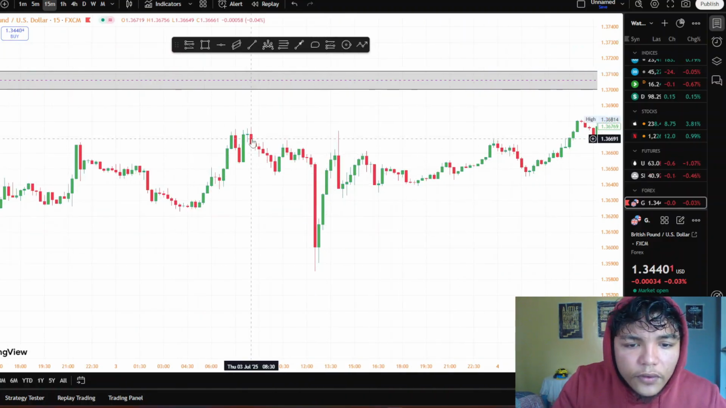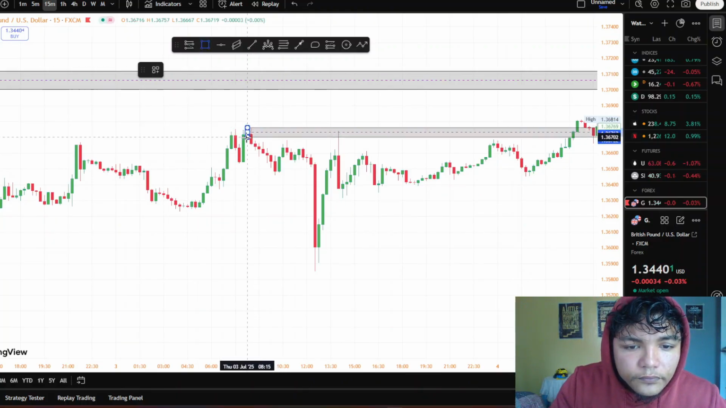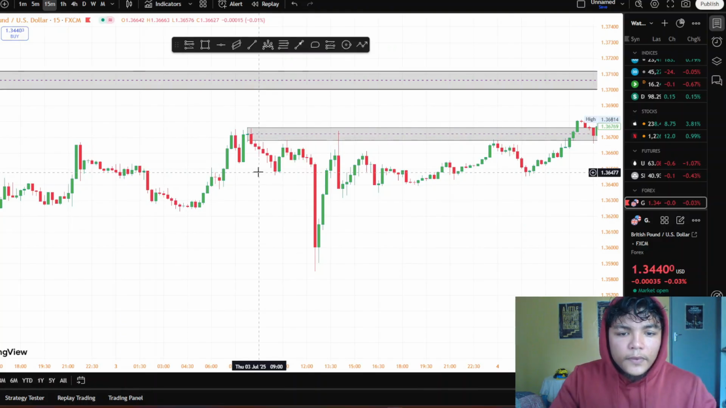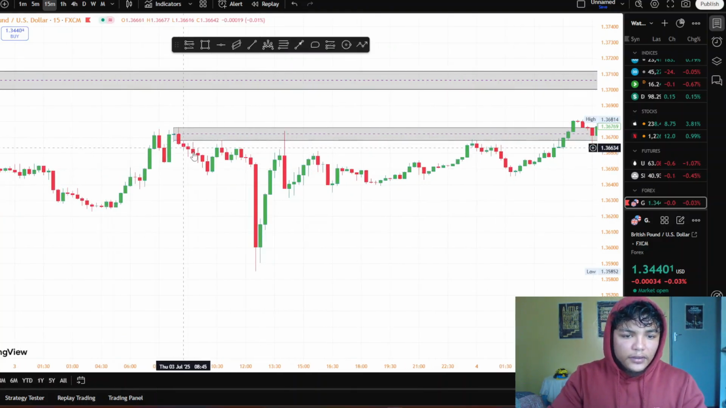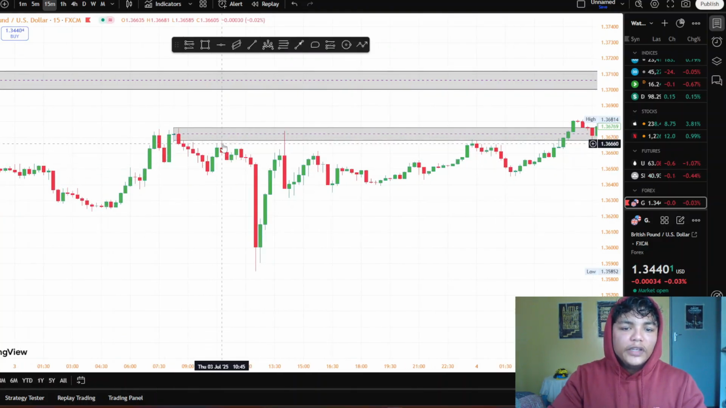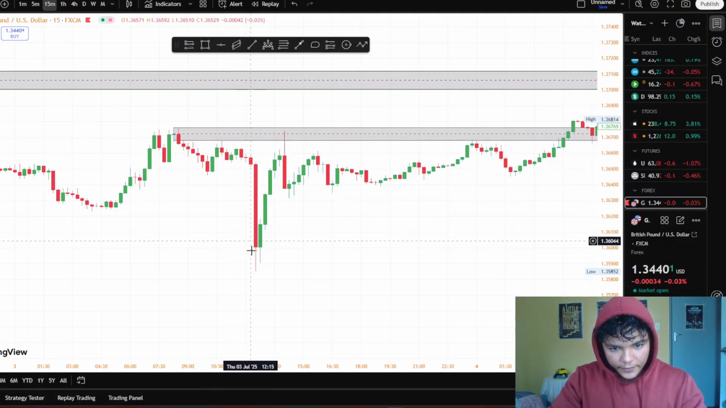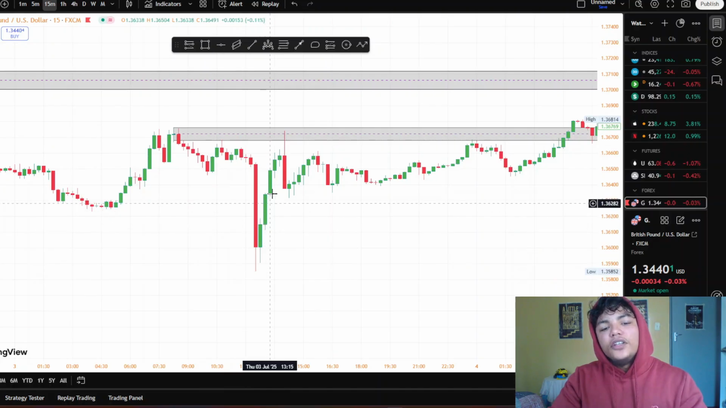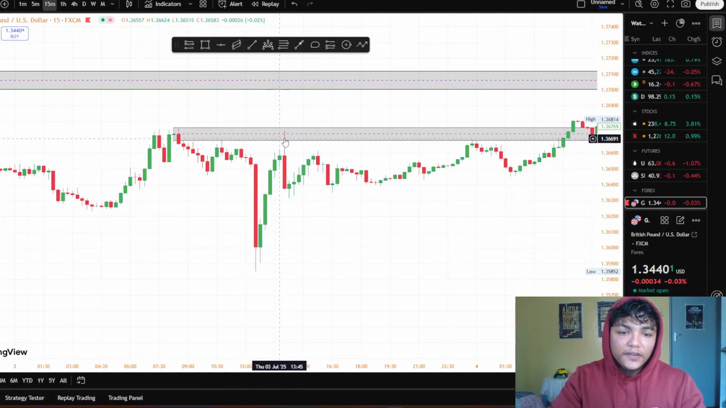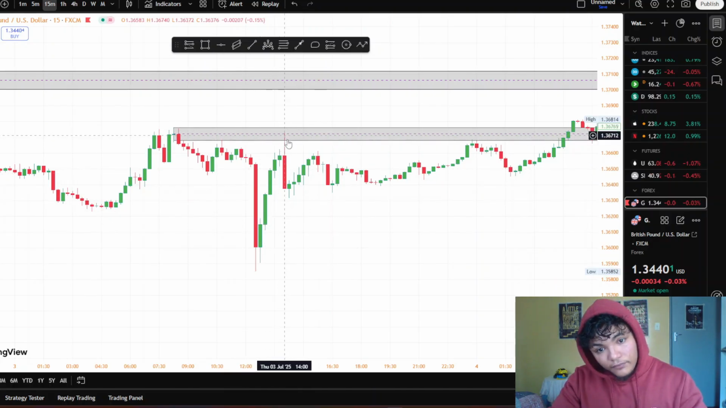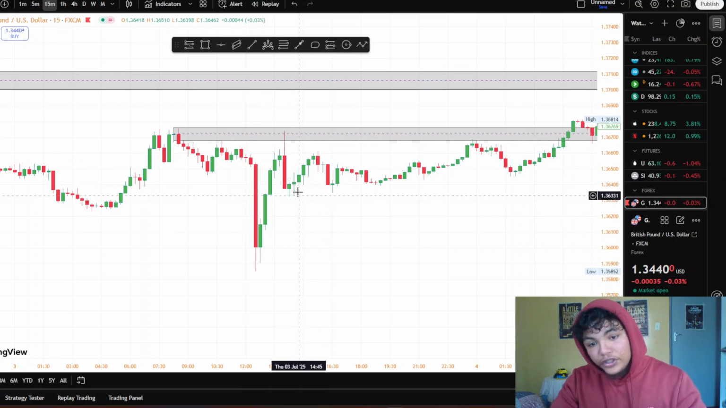And here we have another order block right here. You see the market came down, got pushed up to retest this order block, and now you can sell right there. Made nice profits. Now the market went up again to retest this order block again, and then it got pushed down.